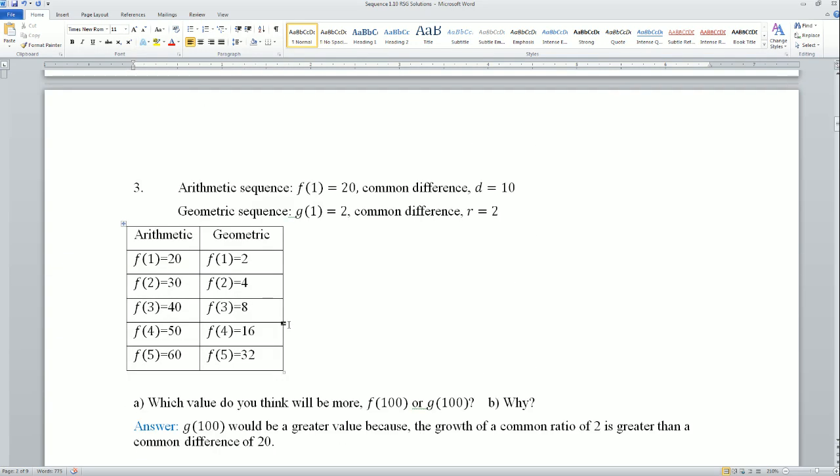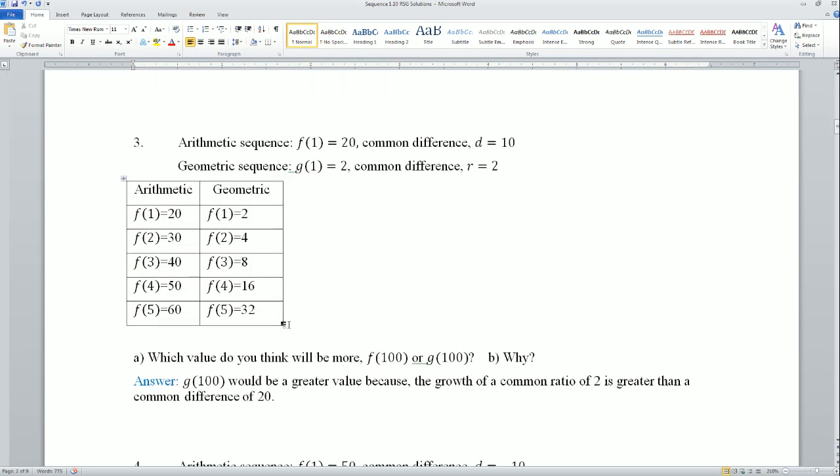Alright, 3. Here, I'm just going to give you the answer. It starts with 2 here. Common difference here is 10. Geometric starts here with 2 with a common ratio of 2. Here, I would say that the geometric G of 100 would be the greater value because the growth of the common ratio of 2 is greater than the common difference of 10.